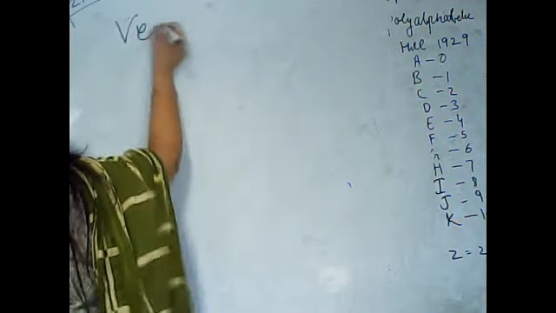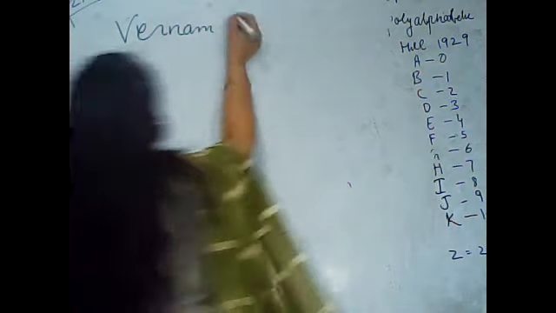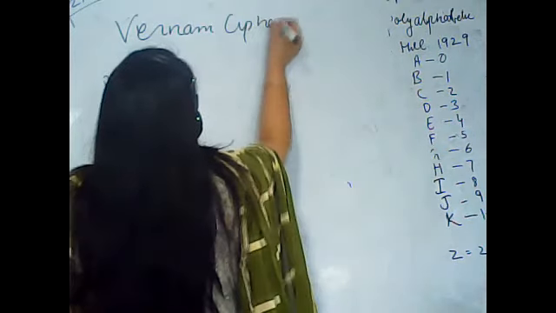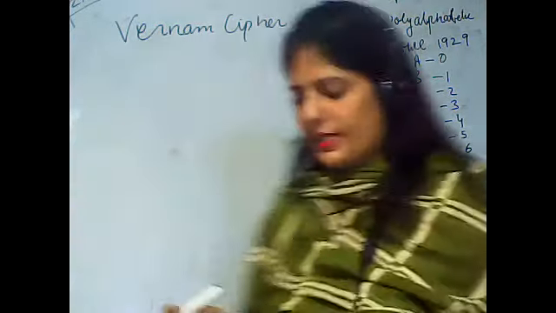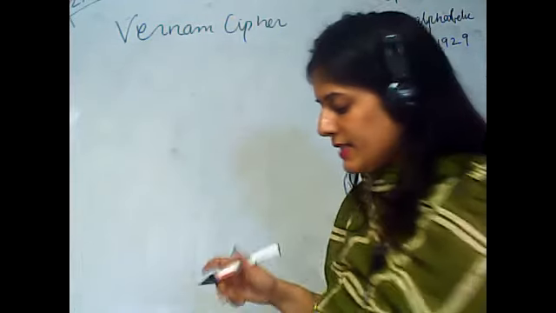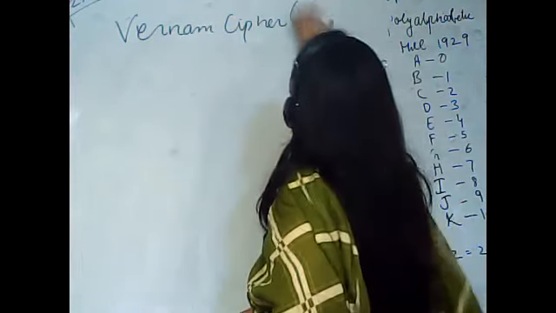Fine. So that is the Vernam Cipher technique. The method that we are discussing in this particular class is the Vernam Cipher technique. Vernam Cipher is basically used for encrypting alphabetic text. Okay, so it is simply a type of substitution cipher.